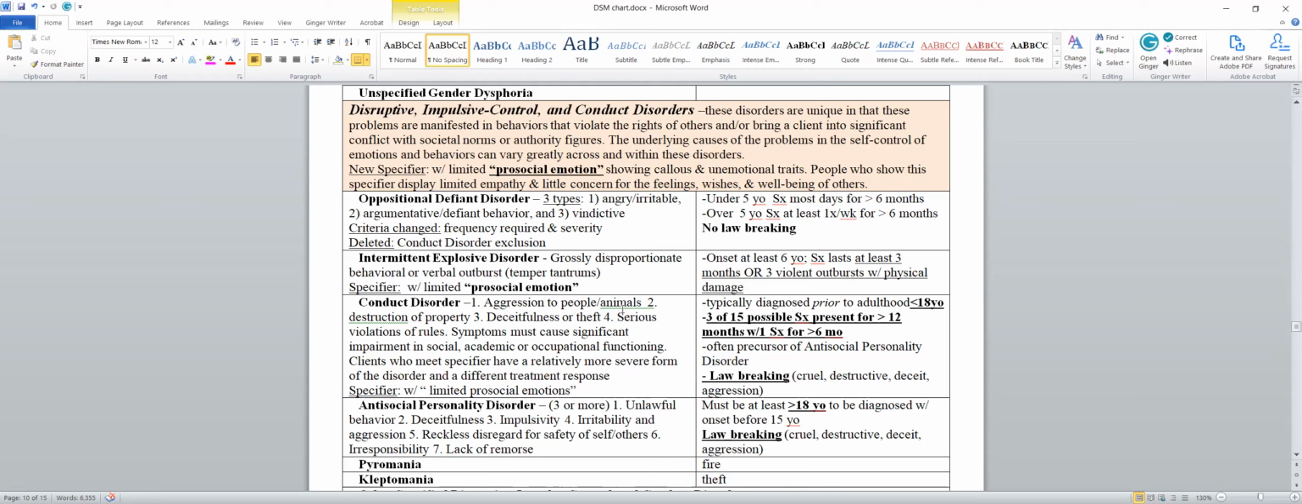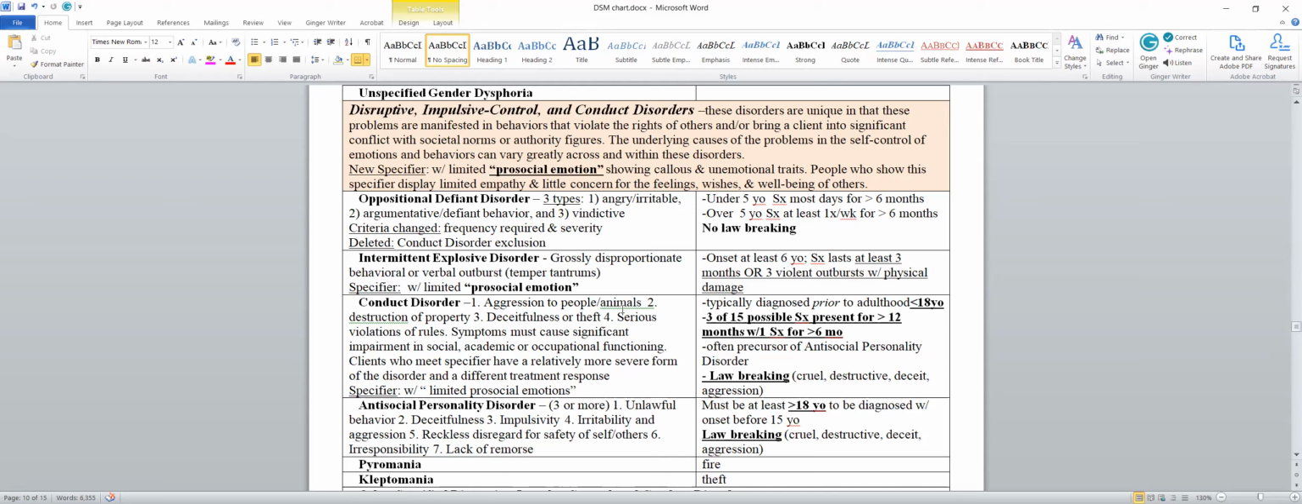Conduct disorder is aggression to people and animals, destruction of property, deceitfulness or theft, and serious violation of rules. The 15 symptoms go through all the different instances. Symptoms must cause significant impairment in social, academic, or occupational functioning. Clients who meet the specifier have a relatively more severe form of the disorder and a different treatment response.